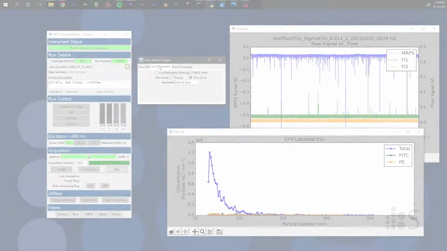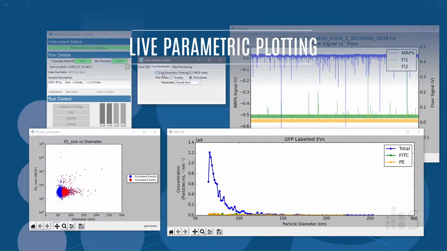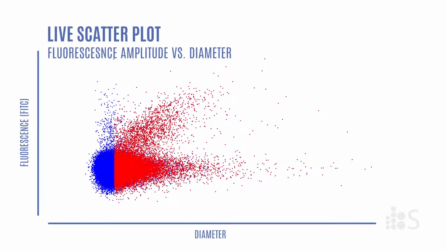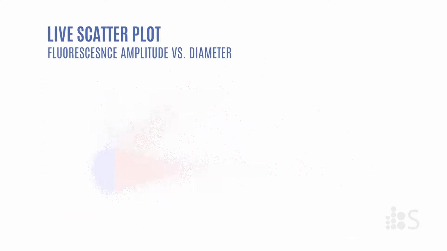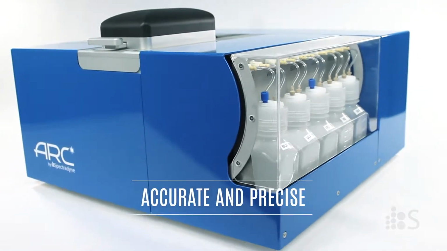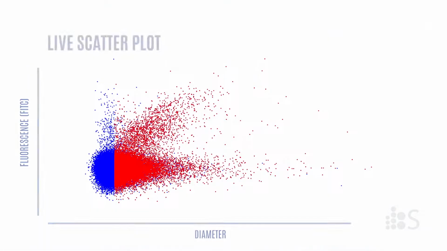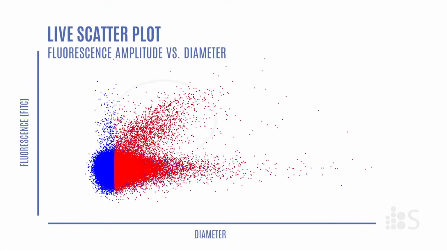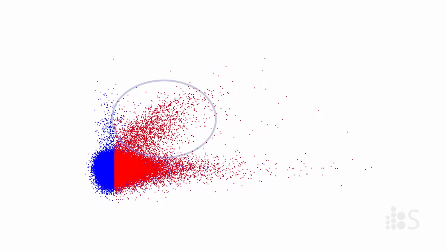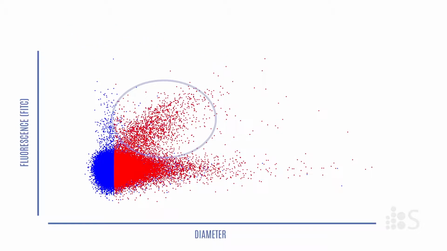The auto-analysis engine permits a variety of parametric scatter plots to be viewed in real time, or as a function of time. This particular view shows fluorescence amplitude in the FITC channel versus true particle diameter. Remember, no assumptions have been made about the particles' physical properties in order to calculate their diameters. And this is what we're after. The particles of this population are clearly fluorescent. These are precisely the GFP-labeled EVs we're looking for.